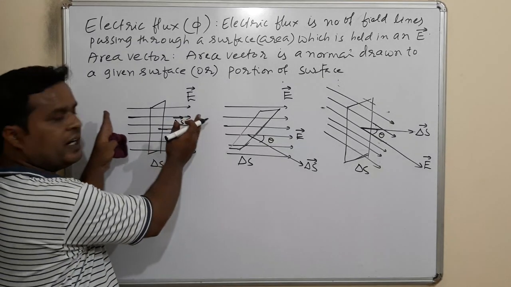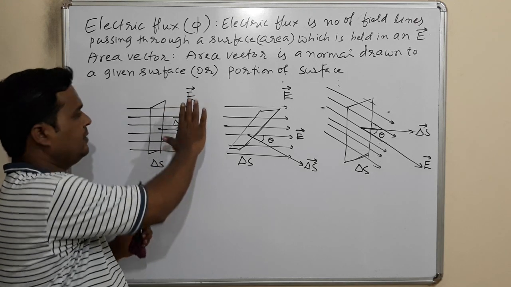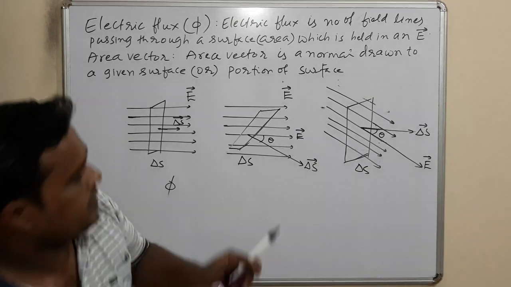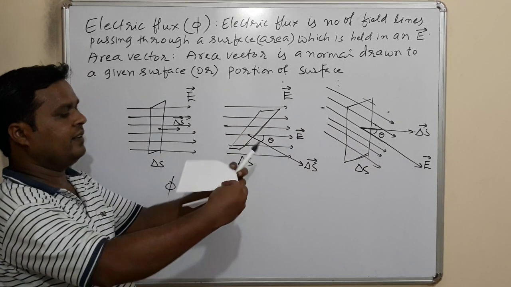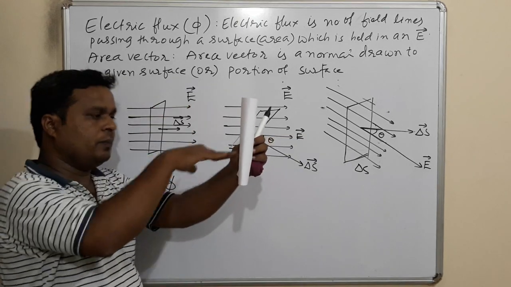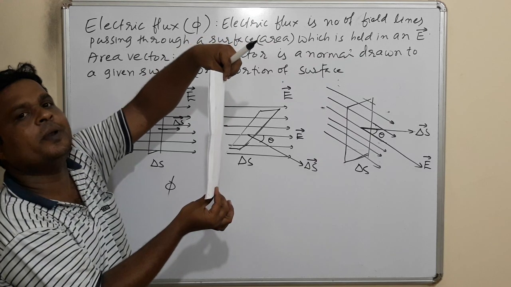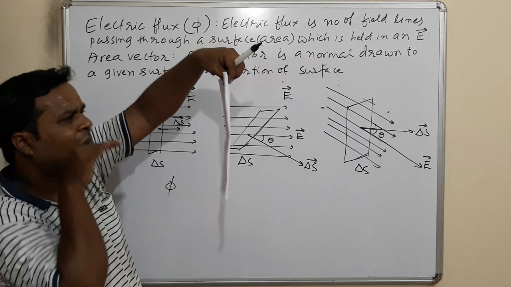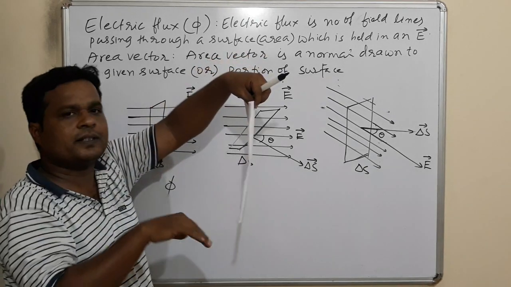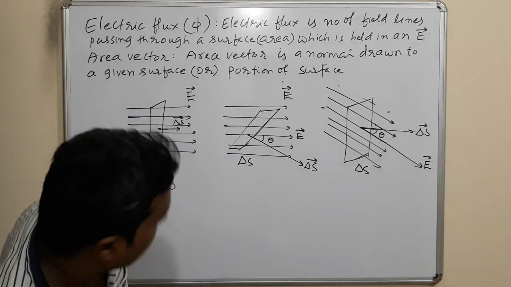In the same field, if I hold a small area and if I hold a large area, see, this is the given field. In this field, I am holding this much area. 50 lines will pass through this area. If I hold the area like this, how many lines will pass? All the lines will pass through this area, because 100 lines will pass. Less area, less number of lines. More area, more number of lines.